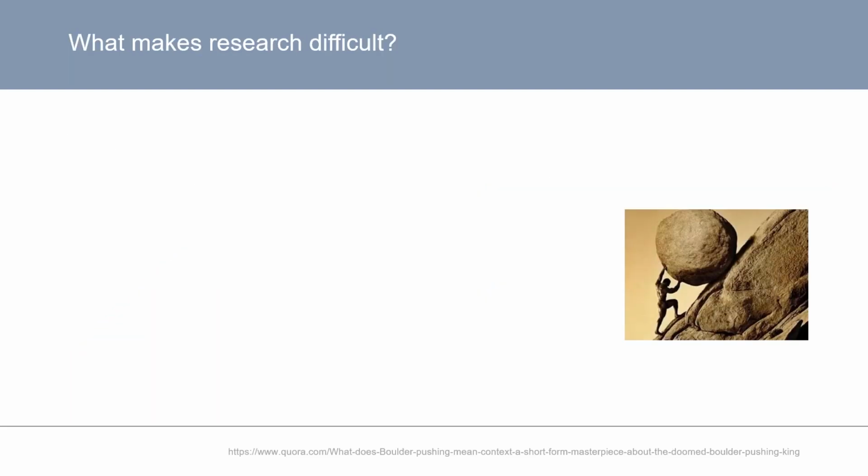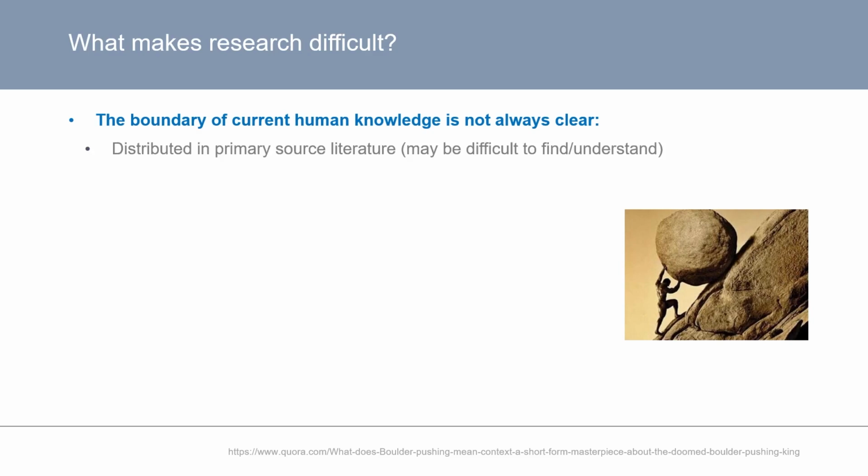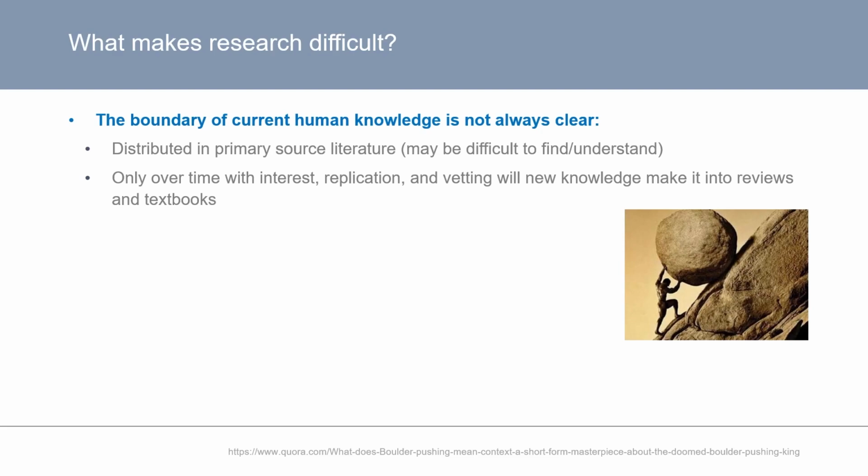Now it's worth taking a moment to ask what makes research so difficult. Well, first off, the boundary of current human knowledge isn't always clear. Research on your area of interest could be widely distributed across the primary source literature, and it can be difficult to both find as well as to understand once you've found it. After all, it's only over time, with interest, replication, and vetting, that new knowledge makes it into review papers and textbooks.